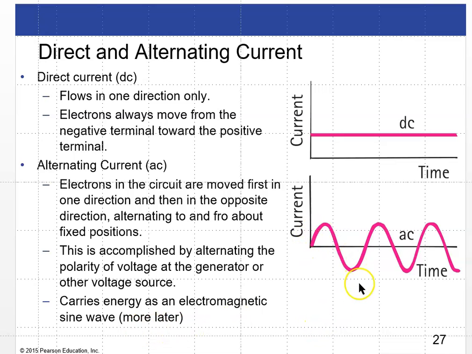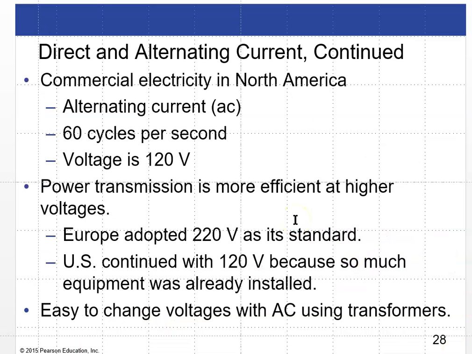And how this works is basically, this is an electromagnetic sine wave. We'll talk more about that later. But electromagnetic waves do one thing, they carry energy. Commercial electricity in North America is AC. It is 60 cycles per second, and inside your house, 120 volts.